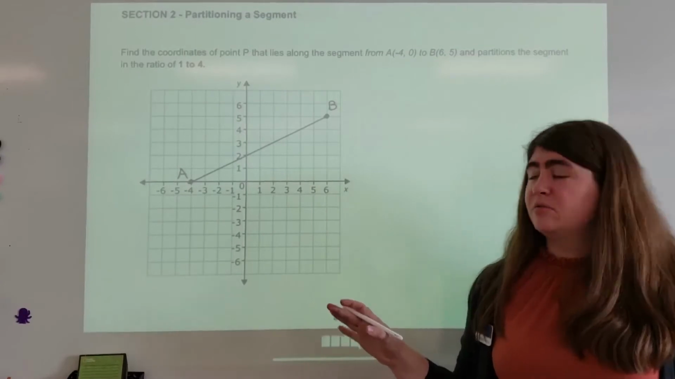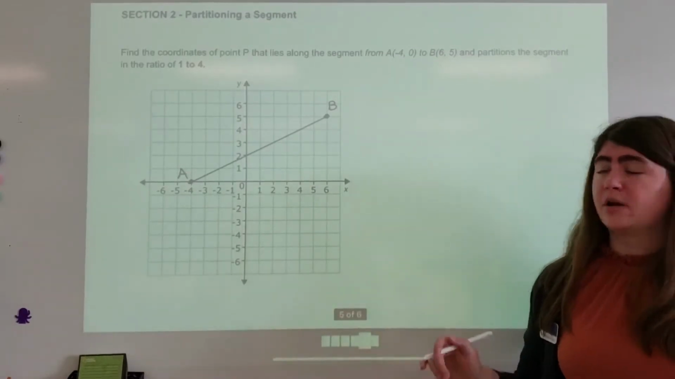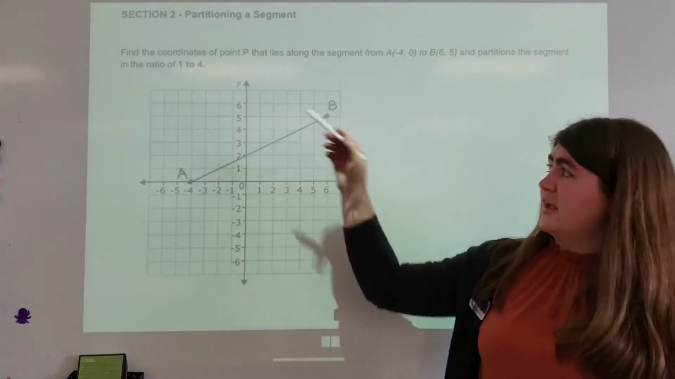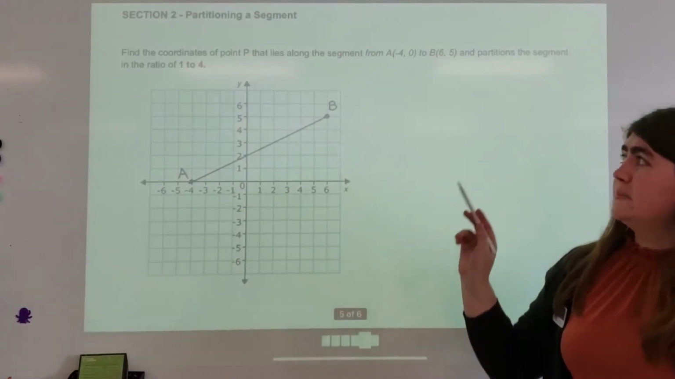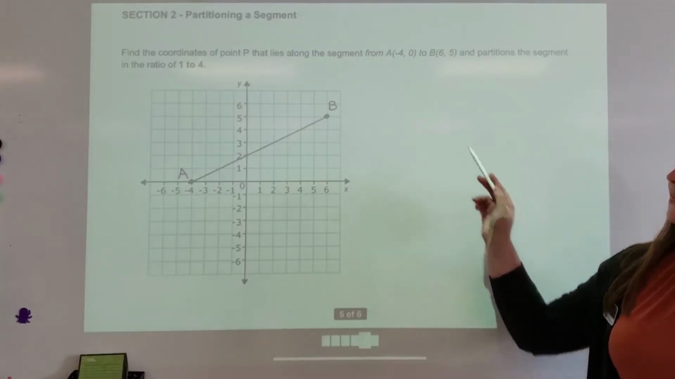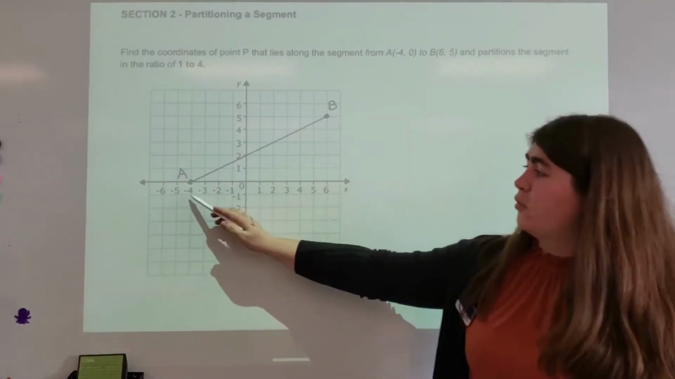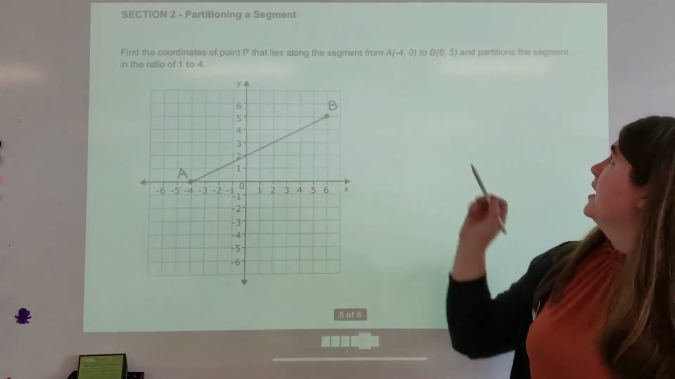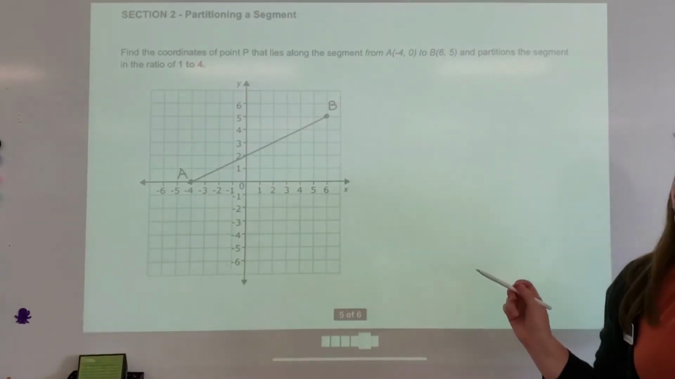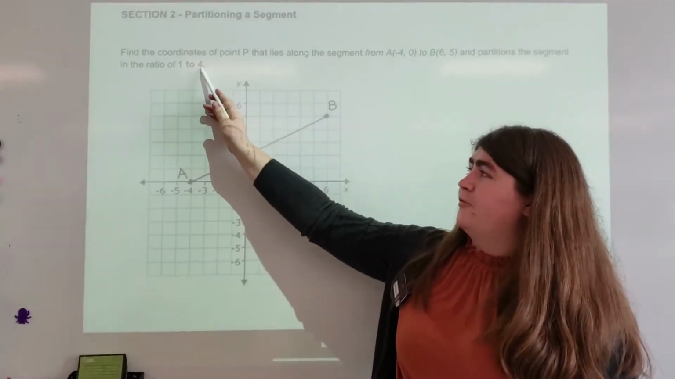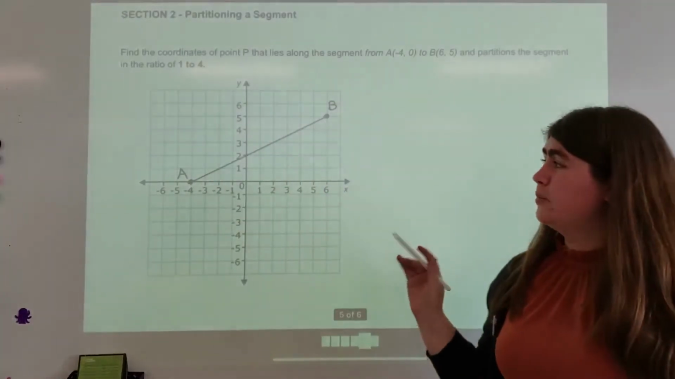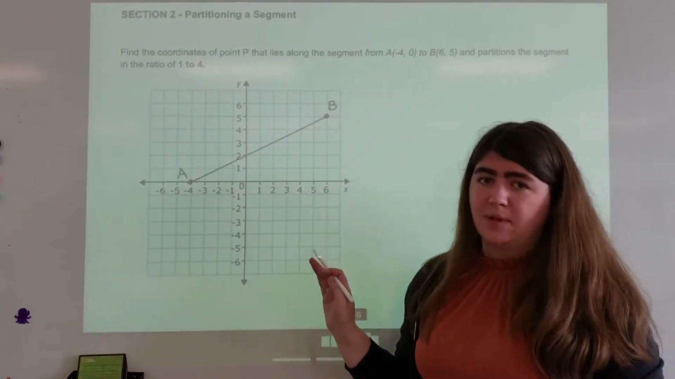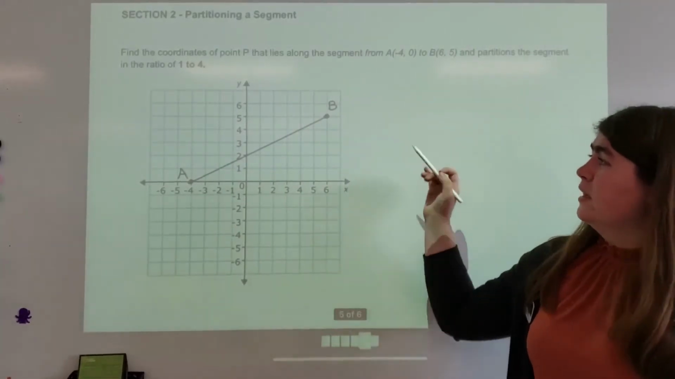The best way to teach this is to just jump right in, so we're going to go right into an example here. I have this example that says find the coordinates of point P that lies along the segment from A at the point -4, 0 to B at the point 6, 5, and partitions the segment in the ratio of 1 to 4. I already pre-drew my segments in for this lesson, so you might want to take a minute and go ahead and plot those points.